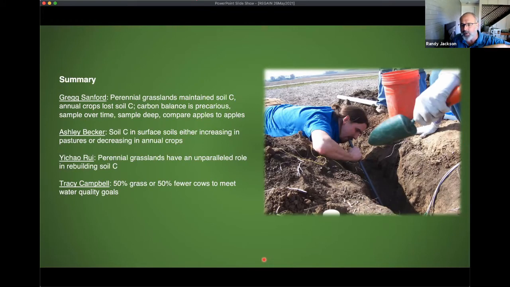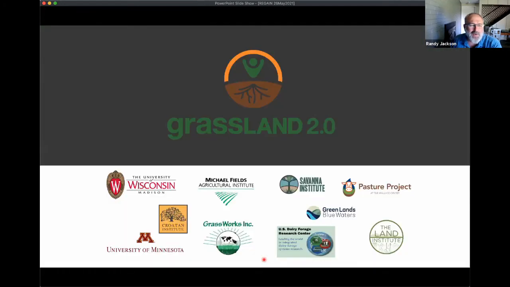So here's my summary slide. I'm not going to walk through all what it says here. I think you get the message. I like to show this picture because here's Greg. He promises that if we can't make the ag systems accumulate carbon via NPP, then he'll just breathe CO2 into the soils and try and build it up that way. Anyway, Grassland 2.0 is this collaboration.